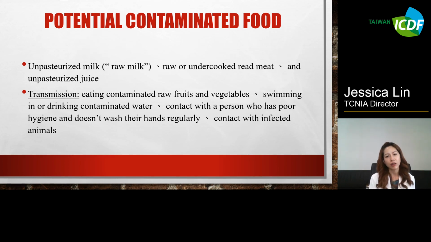The transmission of E. coli includes eating contaminated raw fruits and vegetables. If you swim in or drink contaminated water, have contact with a person who has poor hygiene and doesn't wash their hands regularly, or have contact with infected animals. For example, if you go to the zoo and have some contact with infected animals, you can get E. coli that way.